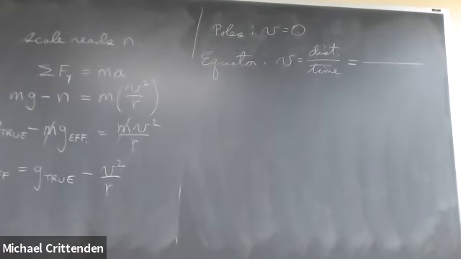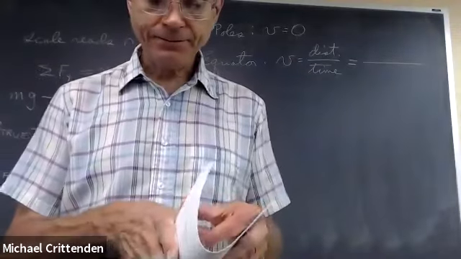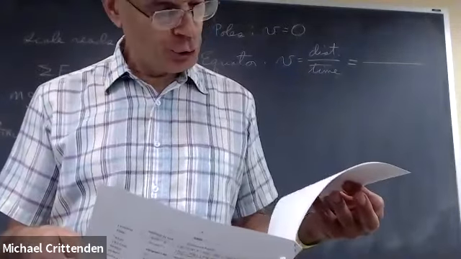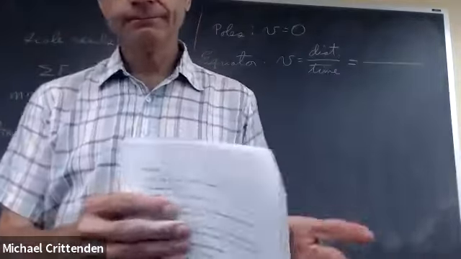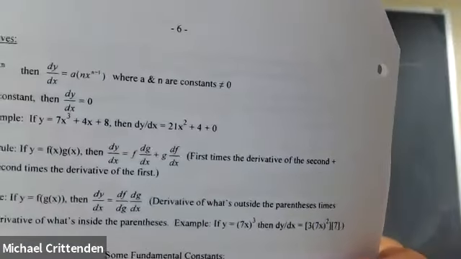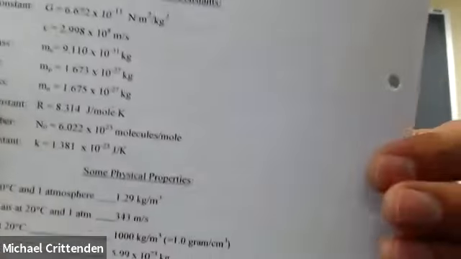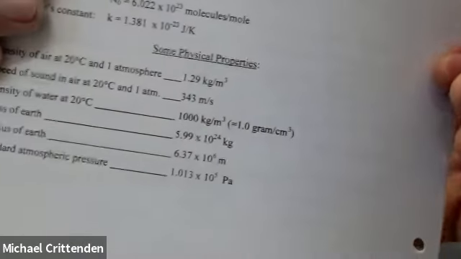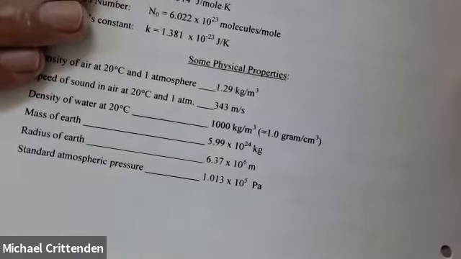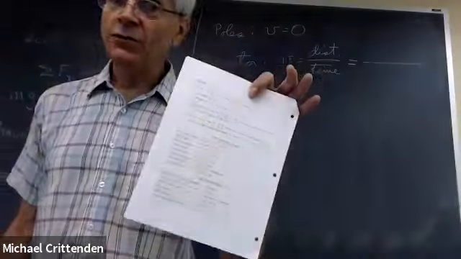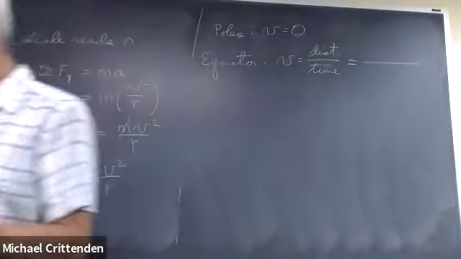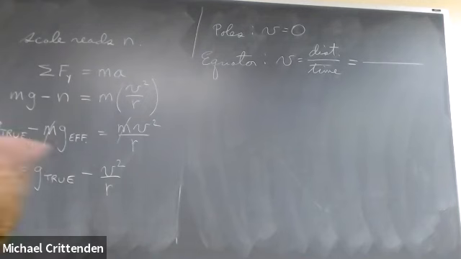Do I have it right here? Sure, I might as well show it to you. There it is. Page 6. Near the bottom of the page, some physical properties: mass of the Earth, radius of the Earth, some other stuff like the speed of sound. The source of all wisdom. Physics 1, actually that's not true. There's some wisdom on the Physics 132 formula sheet also.